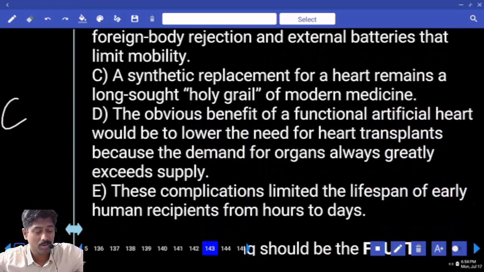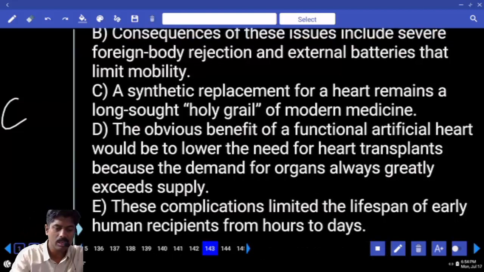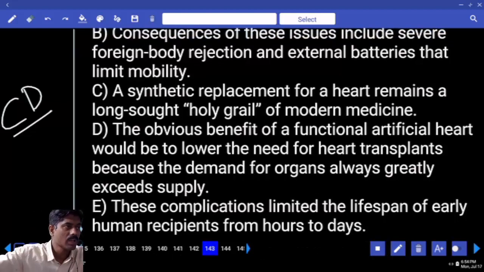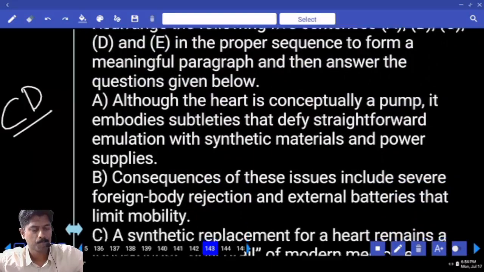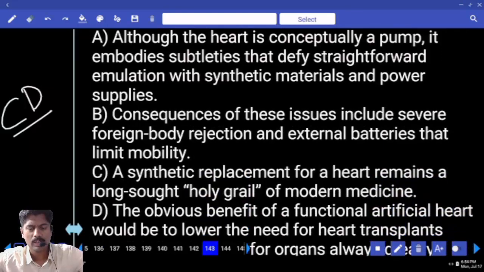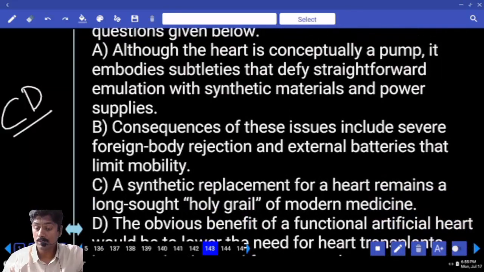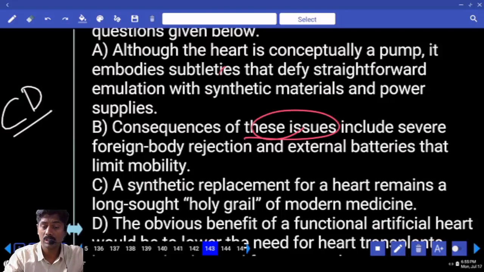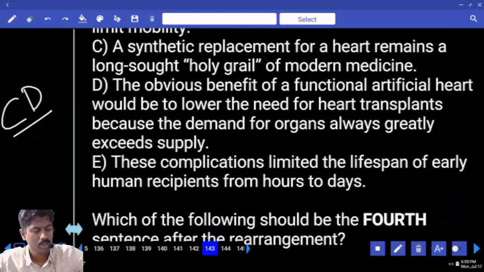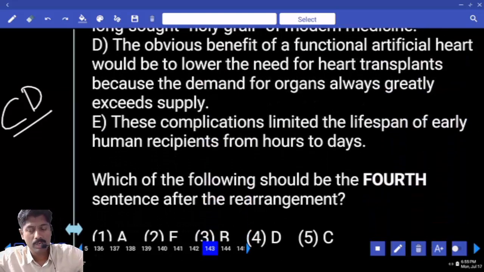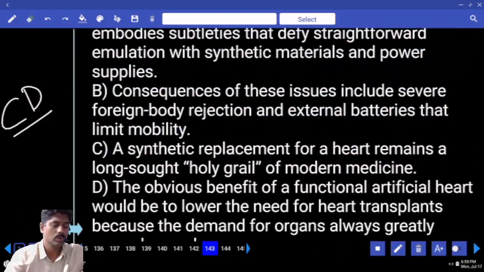And in B he is saying negative things. So can I keep D here, the benefit? What is the benefit of the heart and what is the necessity? What should I take next? And the consequences of these issues include severe foreign body rejection and external batteries that limit mobility. Or these complications limited the lifespan of early human recipients from organ. So you can take A.